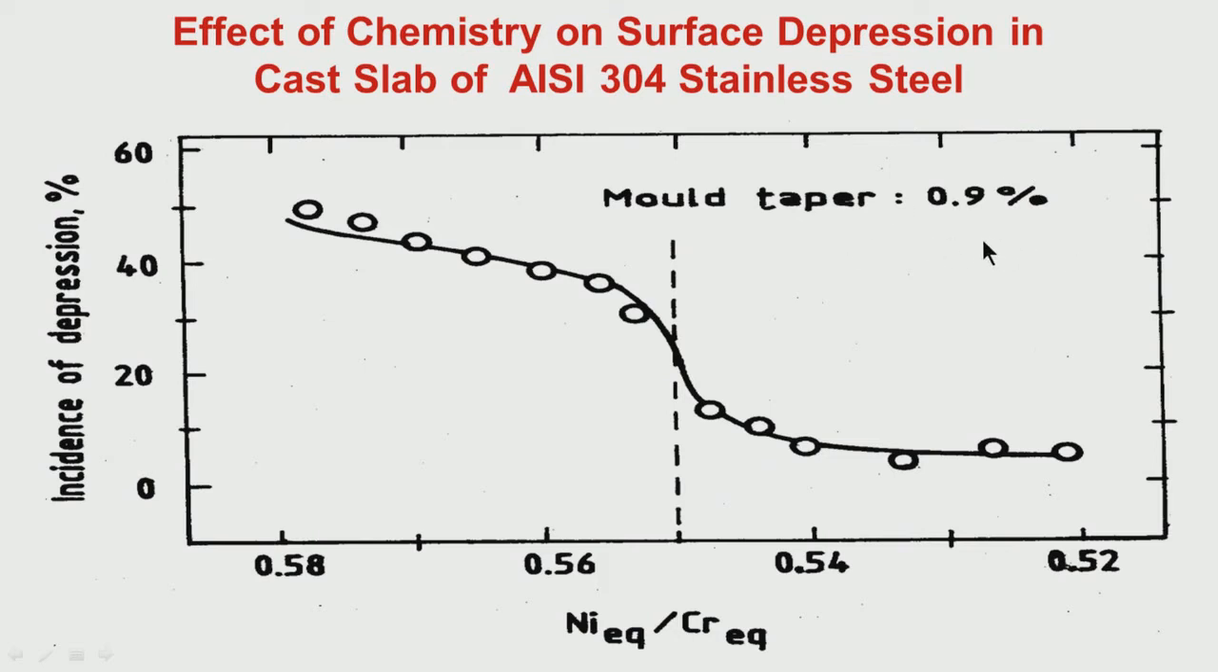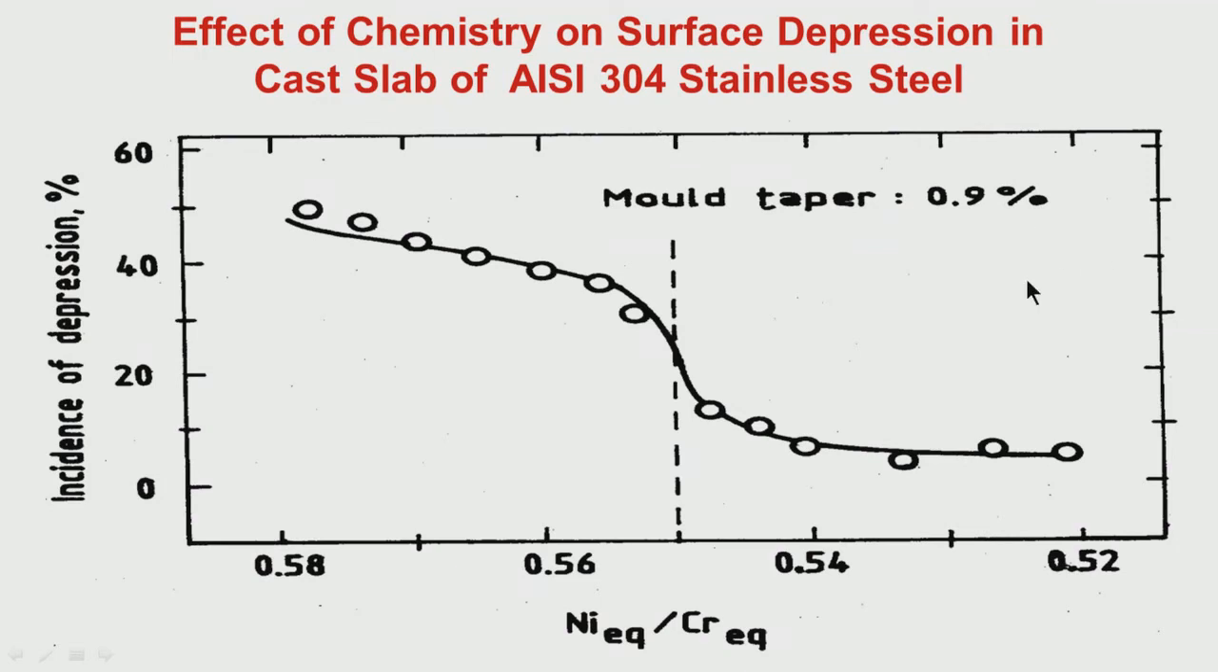So say you are giving 0.9% or it can be 1% for this type of chemistries where you have more shrinkage, so the taper is slightly more, and for sticker type of grades you do not want to give more taper, because the more the taper, the more will be the sticking. So again, as I was telling you, depending on whether it is a sticking grade or a depression grade, your casting parameters have to be identified. So mold taper is one parameter which is again set based on the solidification characteristic.